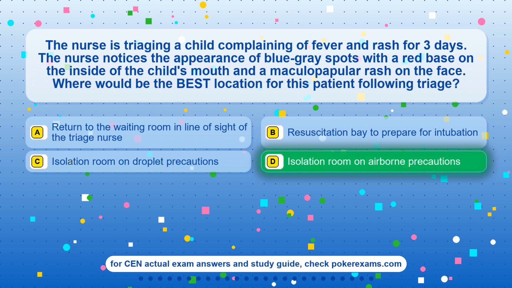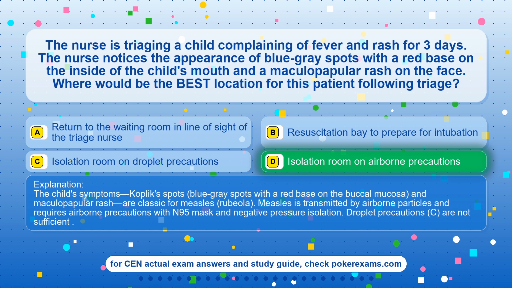The correct answer is option D, isolation room on airborne precautions. The child's symptoms, Koplik spots, blue-gray spots with a red base on the buccal mucosa, and maculopapular rash, are classic for measles, rubeola. Measles is transmitted by airborne particles and requires airborne precautions with N95 mask and negative pressure isolation. Droplet precautions, C, are not sufficient.